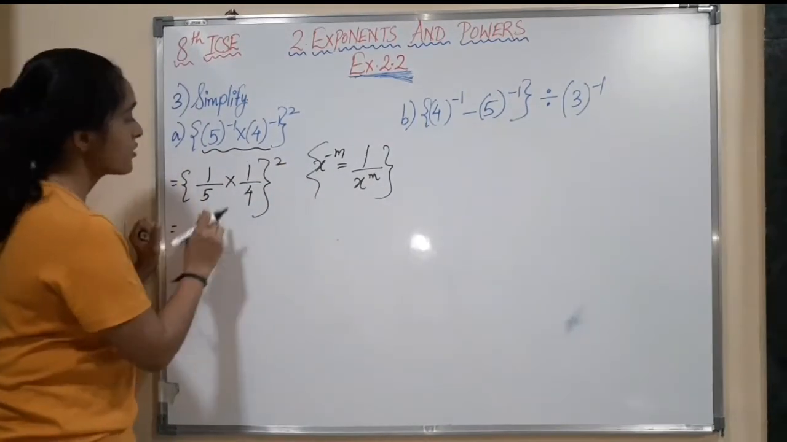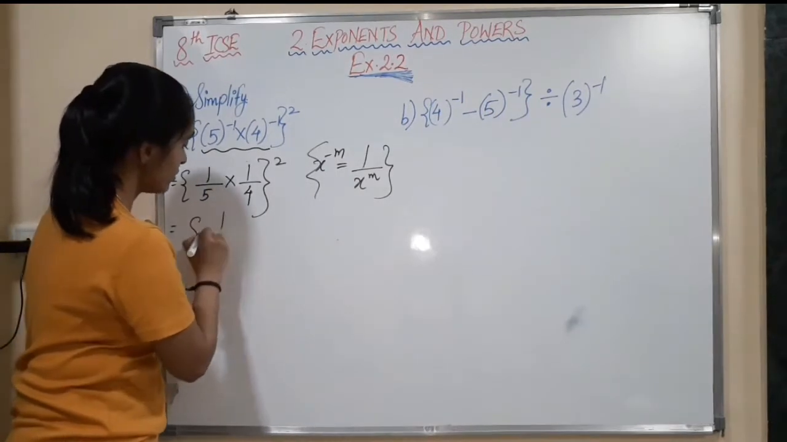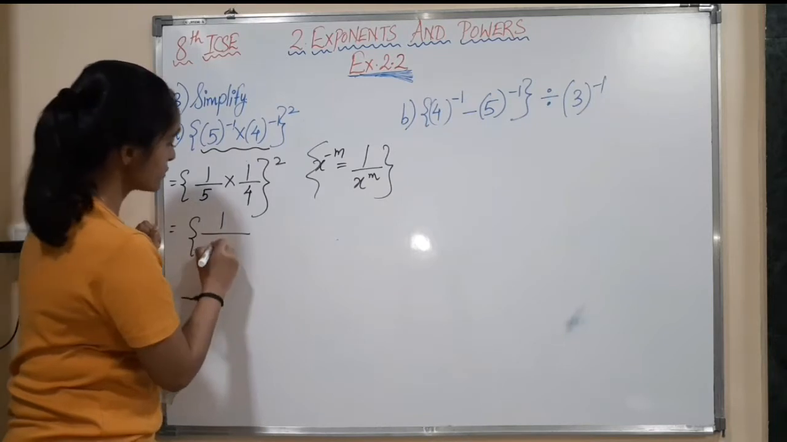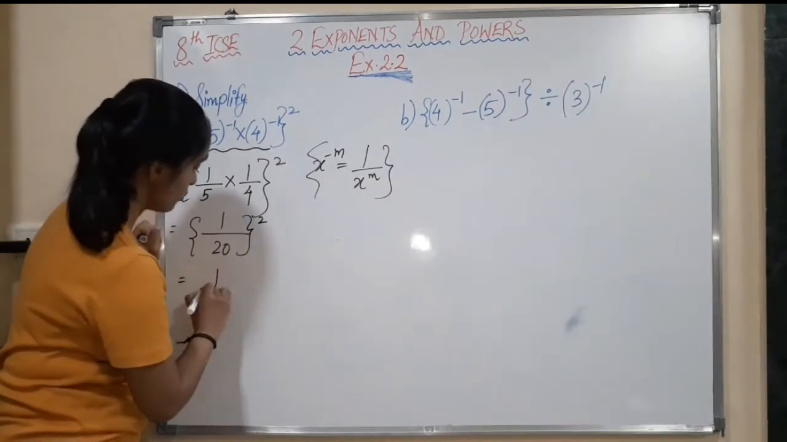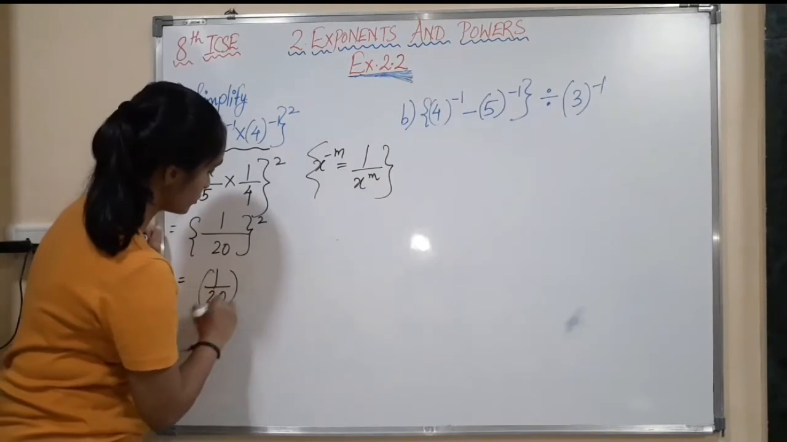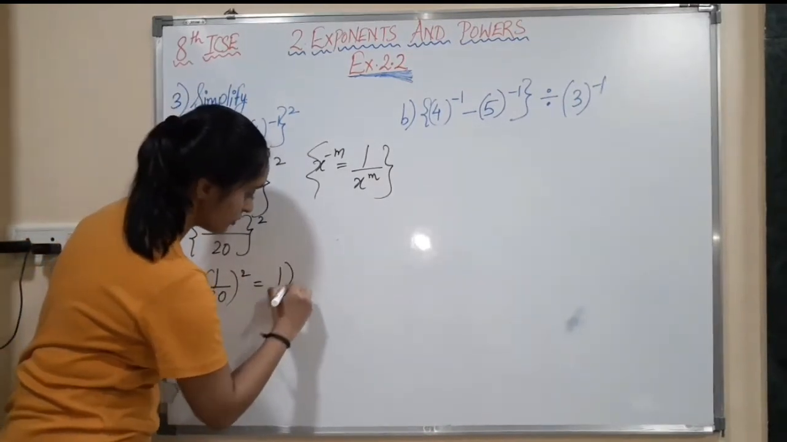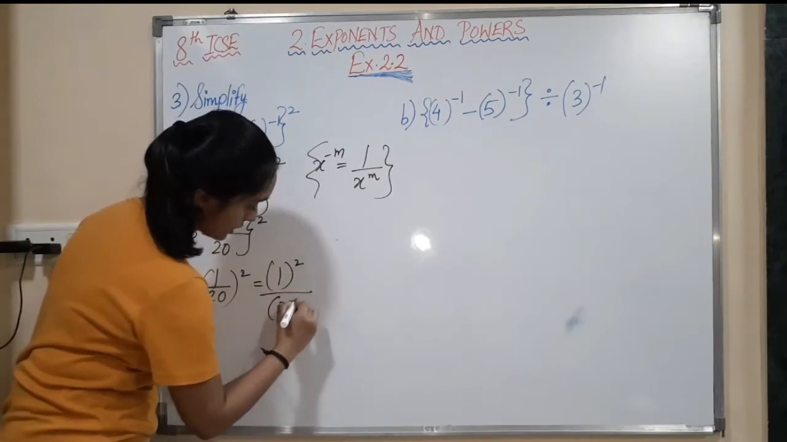Now we can multiply this. You will get 1 upon 1 multiplied by 1, and 5 fours are 20, raised to 2. So 1 upon 20 raised to 2. This can be written as 1 squared upon 20 squared.